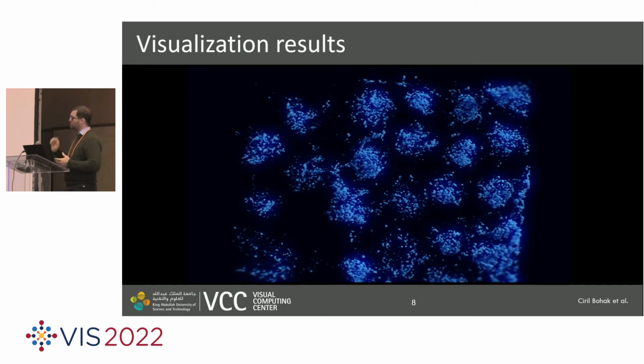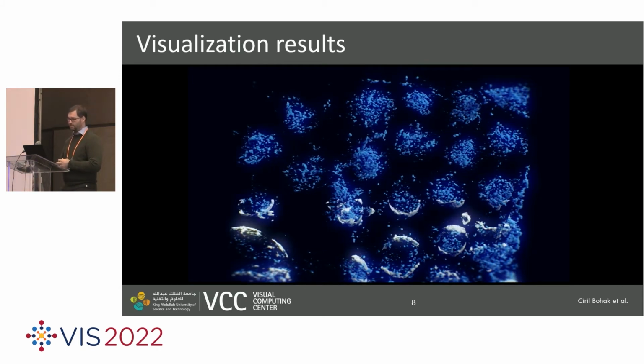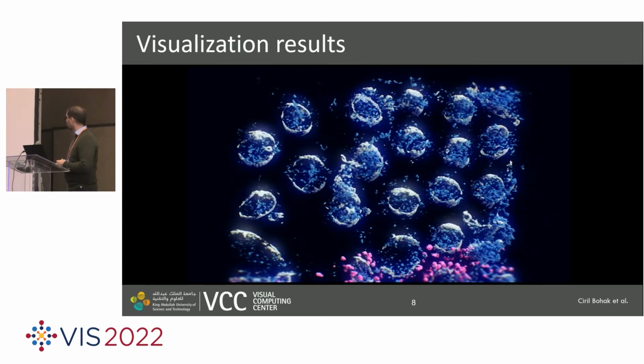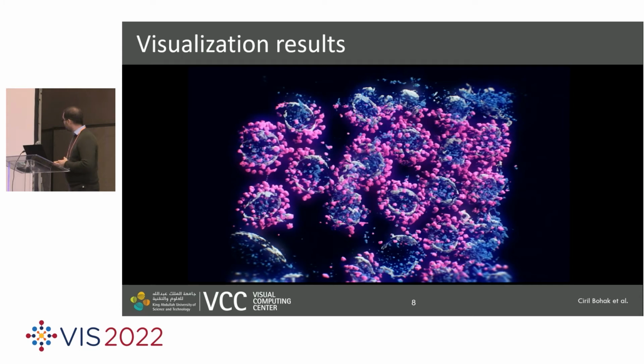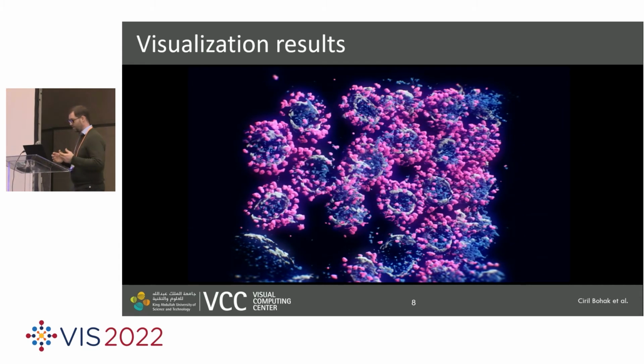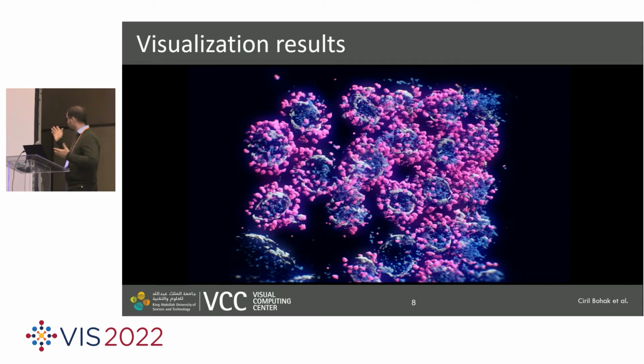Here you can see our final visualization results. These blue structures are the inner part of the virus's lumen. The gray structures are the membrane, and the pink structures are spikes. Our final visualization runs in real time at full HD resolution for the volumes that we used. The volumes were 1,440 voxels by 1,024 voxels, and then depending on the volume, from 250 to 500 voxels.